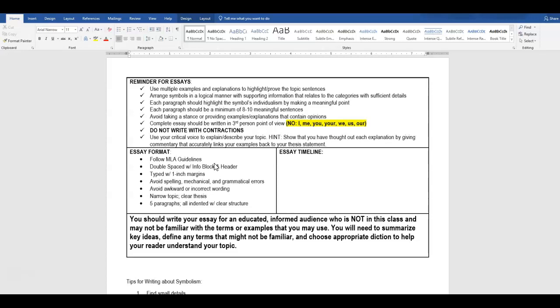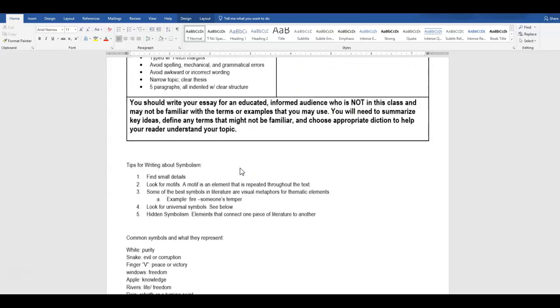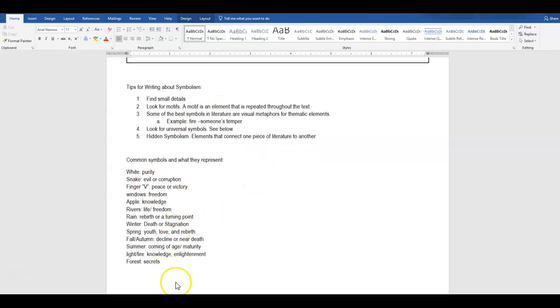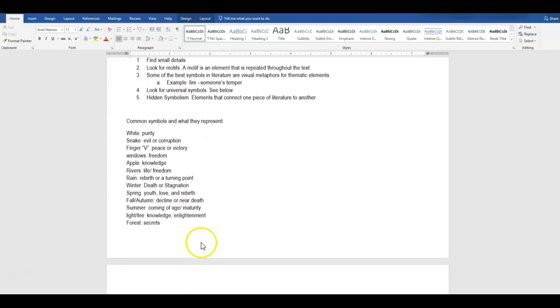And again, one final time, you should always write your essay for an educated, informed audience who is not in this class and may not be familiar with the terms or examples that you may use. You will need to summarize key ideas, define any terms that might not be familiar, and choose appropriate diction to help your reader understand your topic. At the bottom of this page are some tips about symbolism and how to find symbolism, and here are also common symbols and what they represent.